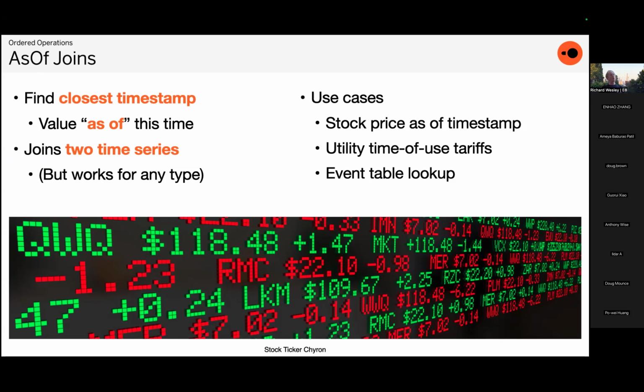And then there's this thing called event tables. If you have a log, you have a timestamp when things happen. That is effectively an event table. And you want to know, at this point in time, what was the last time this user tried to do anything? So you want to look back. And that's another use for as-of joins.